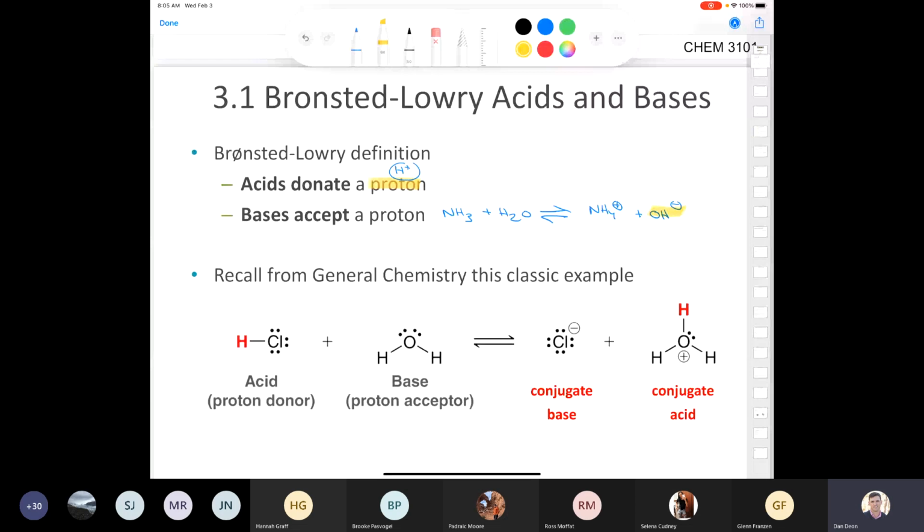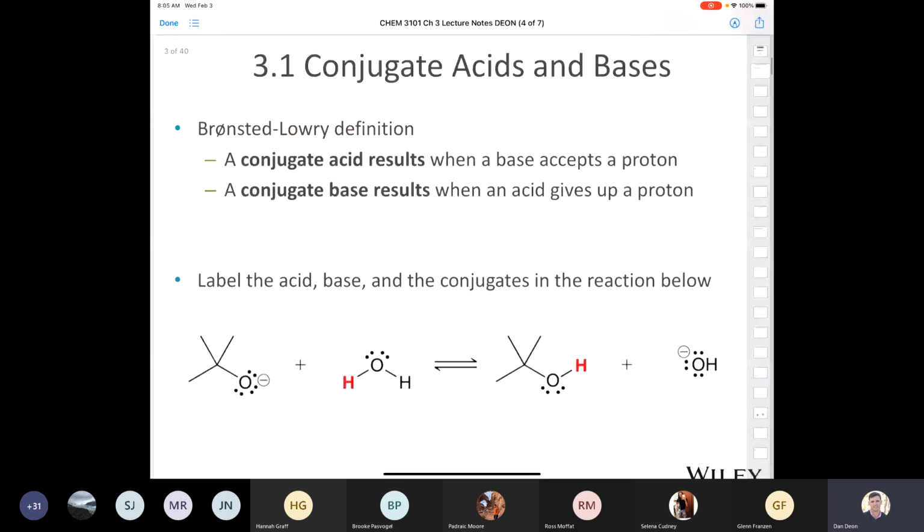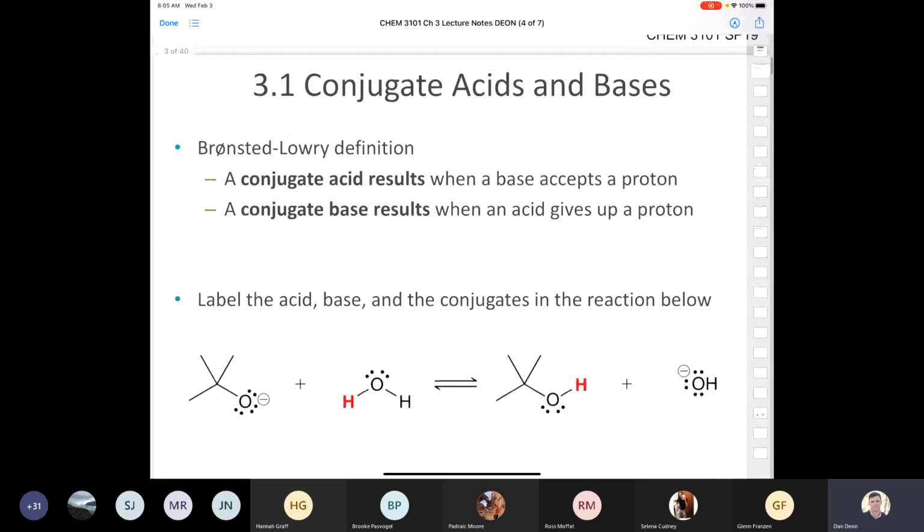Now, there is another definition of acids and bases, and that is the Lewis acid and Lewis base definition, and that's something that we'll touch on later on, and it will also come up later on in the class as well. So something to think about, the Lewis acid and Lewis base. Okay, anyhow, that's something for later on. So let's get back into our acids and bases.